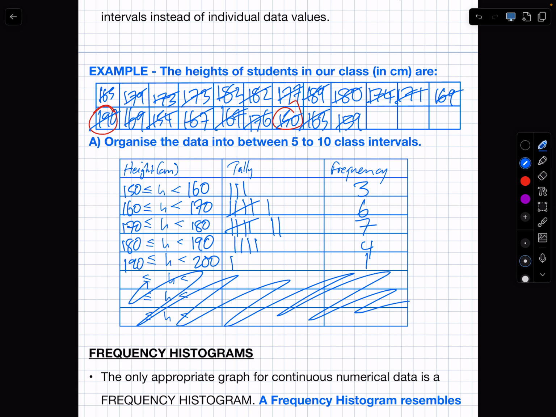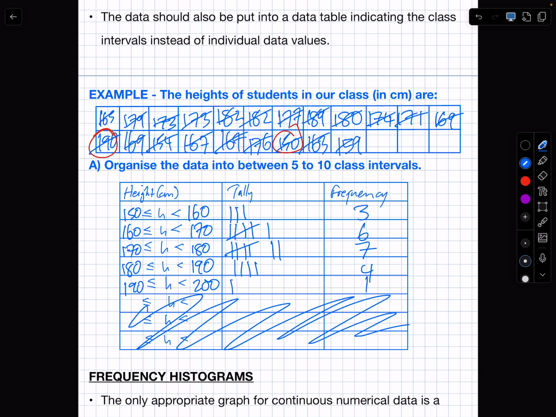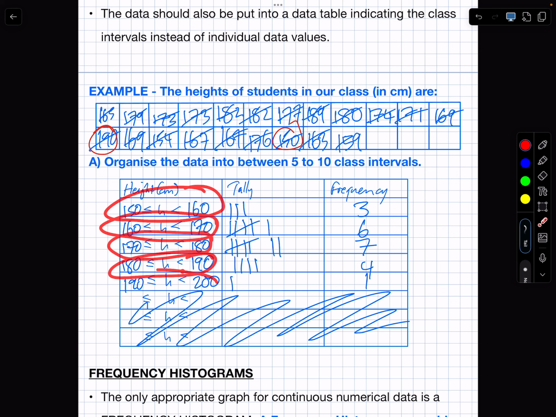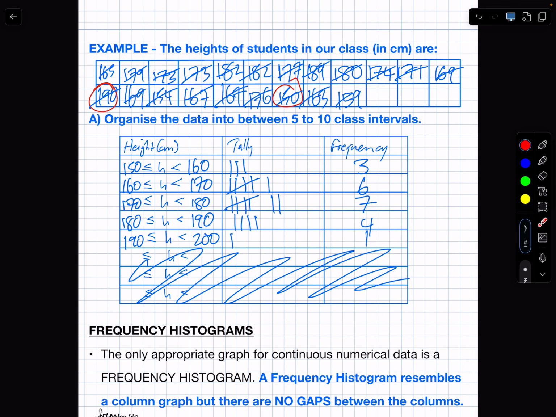So really the key things we're learning about today, continuous numerical data, stuff that we measure. I don't count how tall you are. I measure it, so it's continuous. When I've got continuous data, I need to spread it out into these groups called class intervals. There needs to be 5 to 10 of them. We just met 5 for this. The last thing, that's all that is covered today, is the idea of a frequency histogram.